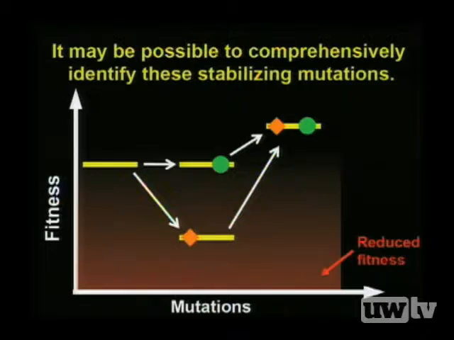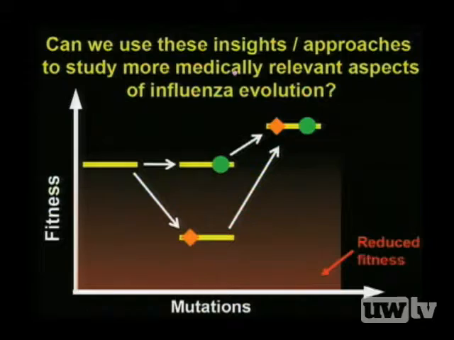And then one of the areas that we're excited about moving forward to in the future is, can we use these insights and approaches to study some of the more medically relevant aspects of influenza evolution? In particular, what we're interested in studying there is the antigenic evolution of influenza hemagglutinin. As many of you know, the predominant mechanism of immunity against influenza is believed to be antibodies which target the hemagglutinin, which is the dominant protein on the surface of the virus. And unfortunately, that hemagglutinin protein evolves very rapidly, which is why the influenza vaccine must constantly be updated, and which is why a viral infection does not provide lifelong immunity against influenza.